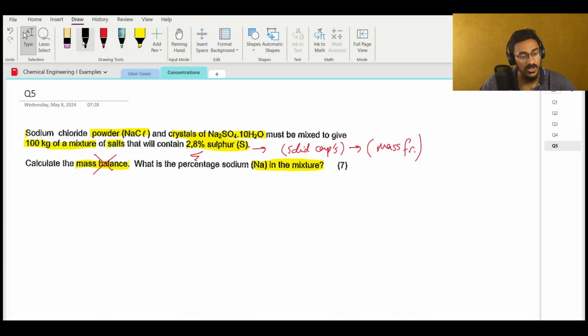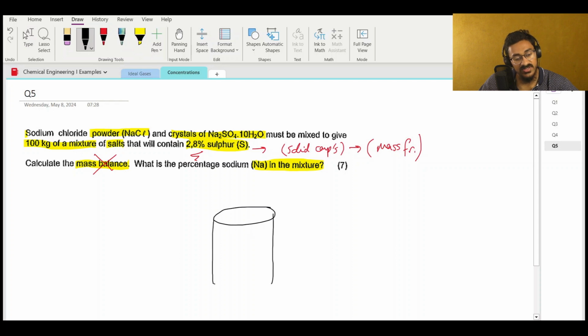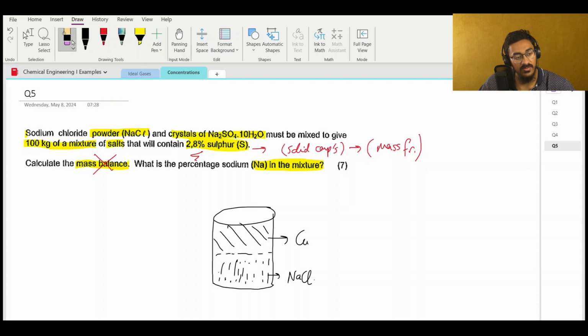So let's draw a picture quickly. So I've got a container. You'd think after all these times of drawing containers, I'd get better at it, but it's still just as bad as the first time. So here is my bottom layer of salt, and let's call this one the sodium chloride. That's the table salt. And then at the top, we've got another batch of salt, which is not copper sulfate, but sodium sulfate, Na2SO4.10 waters. So it's just dry salt on top of dry salt.